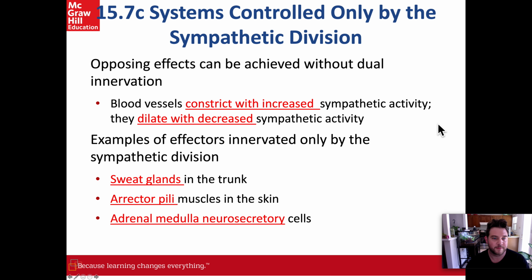That's what I got. All right, opposing effects can be achieved without dual innervation. Your blood vessels can constrict with increased activity, dilate with decreased sympathetic activity. We did that. And other glands that are only innervated by the sympathetic system: your sweat glands in your trunk, the erector pili muscles in the skin, and your adrenal medulla neurosecretory cells. Neurosecretory cells, epinephrine and norepinephrine.